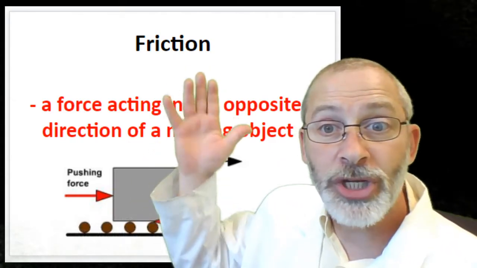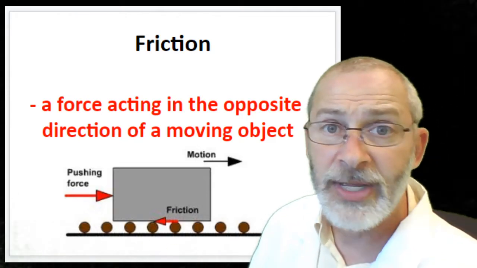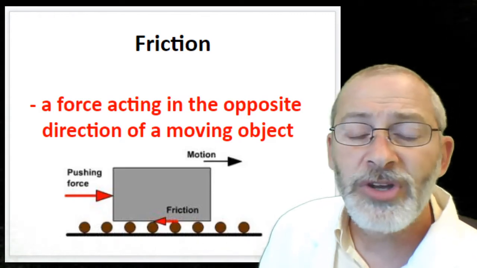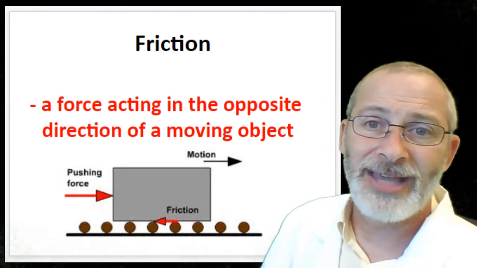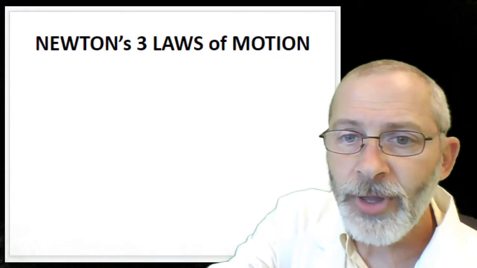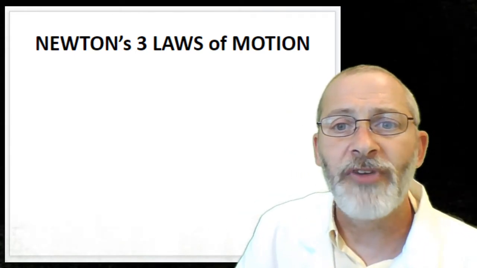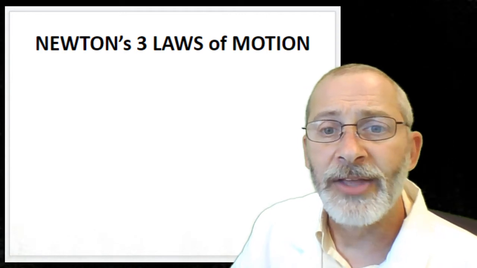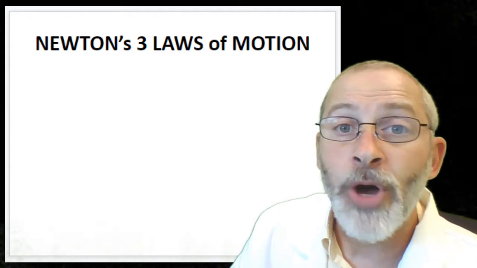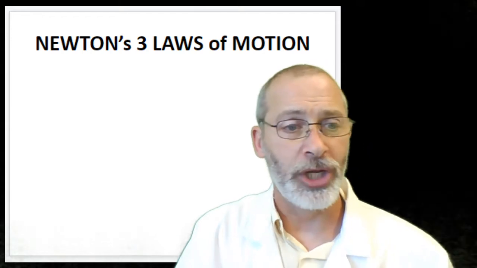So sometimes friction can be a good thing, sometimes it can be a bad thing. It certainly depends upon the context, but both good or bad, it always is the same force. It is a force acting in the opposite direction of a moving object. Okay, I think we got friction pretty well understood here. Let's move on to Newton's, and that's Sir Isaac Newton's 3 laws of motion. Let's summarize these 3 laws of motion now.